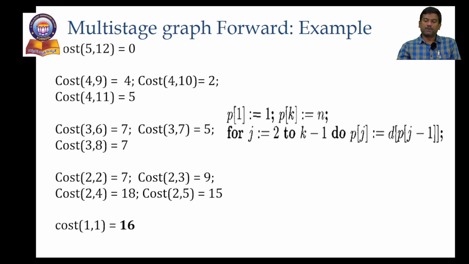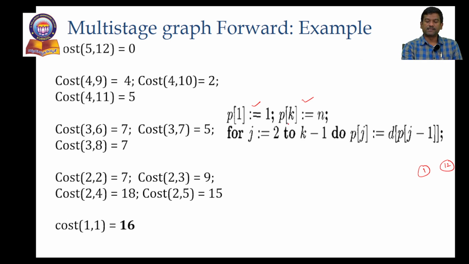That is a P of 1. We know what the source vertex is. The source vertex is 1, and there are certain paths which have to be taken to reach the respective destination. And according to our problem, the last vertex, that is the destination vertex, is equal to 12. So here P of 1 equal to 1, that is the source vertex, and P of k equal to n.